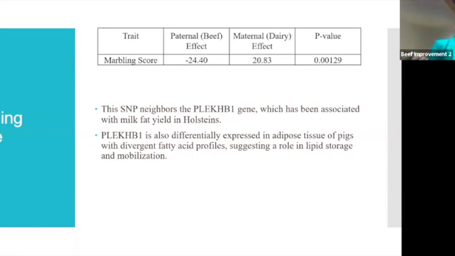This SNP actually neighbors the PLEKHB1 gene, which has been associated with milk fat yield in Holsteins. There's no other research in cattle. However, in pigs, it was found to be differentially expressed in adipose tissue with divergent fatty acid profiles, suggesting it has a role in lipid storage. My hypothesis is that through generations of breeding, dairy breeders have been selecting toward more milk fat, and perhaps they're influencing this gene, which also affects fat deposition. That could be why we see a more positive effect from the dairy origin allele.